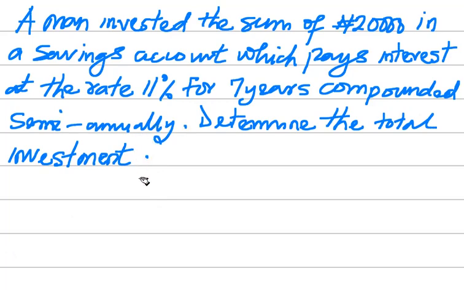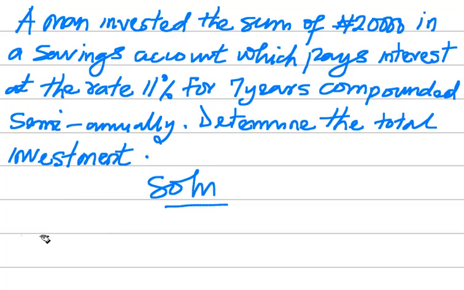Now go through this question with me and see how we're going to resolve this, following what we have learned so far. A man invested the sum of 20,000 in a savings account which pays interest at the rate of 11% for 7 years, compounded semi-annually. Determine the total investment. Total investment here has to do with the total amount after 7 years. But what you should start looking at now are the two things I told you about. Solution. We shall start looking at those two things, which are N and R. Whenever you are given a question, be conscious of your N and R.